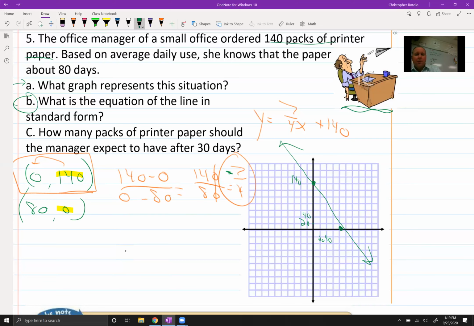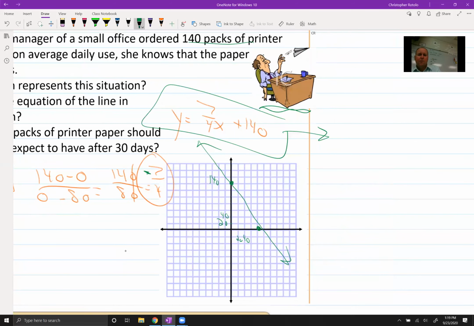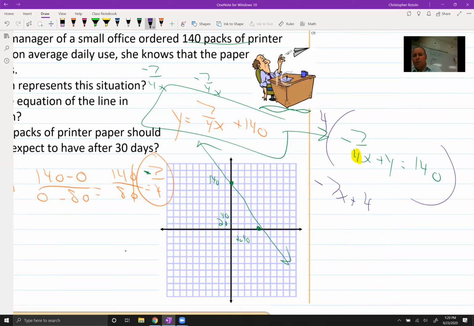We had to come up with an equation, but it's not in standard form yet. So let's take that and turn it into standard form. So first thing I'm going to do while I'm rewriting this is I'm going to subtract this 7/4 x to the other side. So negative 7/4 x plus y equals that 140. Now the only problem that we have is this fraction, because I do want to put it in integer form. So that means we're going to multiply by 4. Whatever I highlight as the problem, that's what we're going to use to fix it. So negative 7x plus 4y.